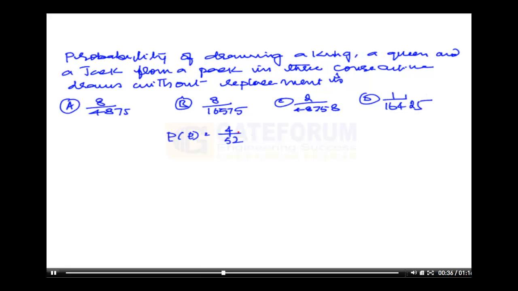So we have taken a king, we remove it, don't put it back. So now we have only 51 cards and we have 4 queens, therefore 4 out of 51 is the probability for getting a queen, and for a jack here it is again 4 by 50 because we have taken the king and queen out. There are only 50 cards, therefore 4 out of 50. This is equivalent to, after simplification, 8 by 16,575. Hence the required answer is B.